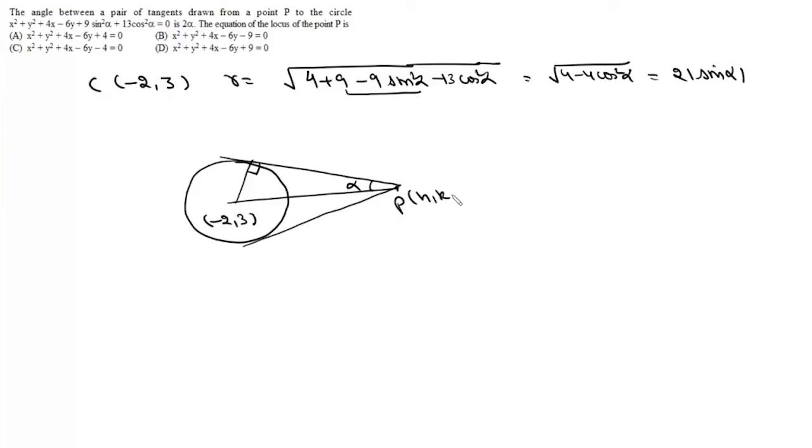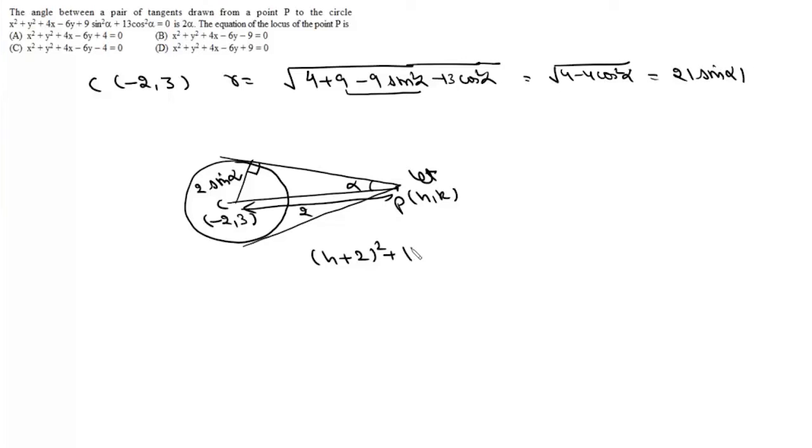So let this point be (h, k), and this radius is 2 sin alpha. Now if this is 2 sin alpha and this angle is alpha, basically that means this distance is 2. So the distance between the center and this point is always constant. So its locus is a circle.